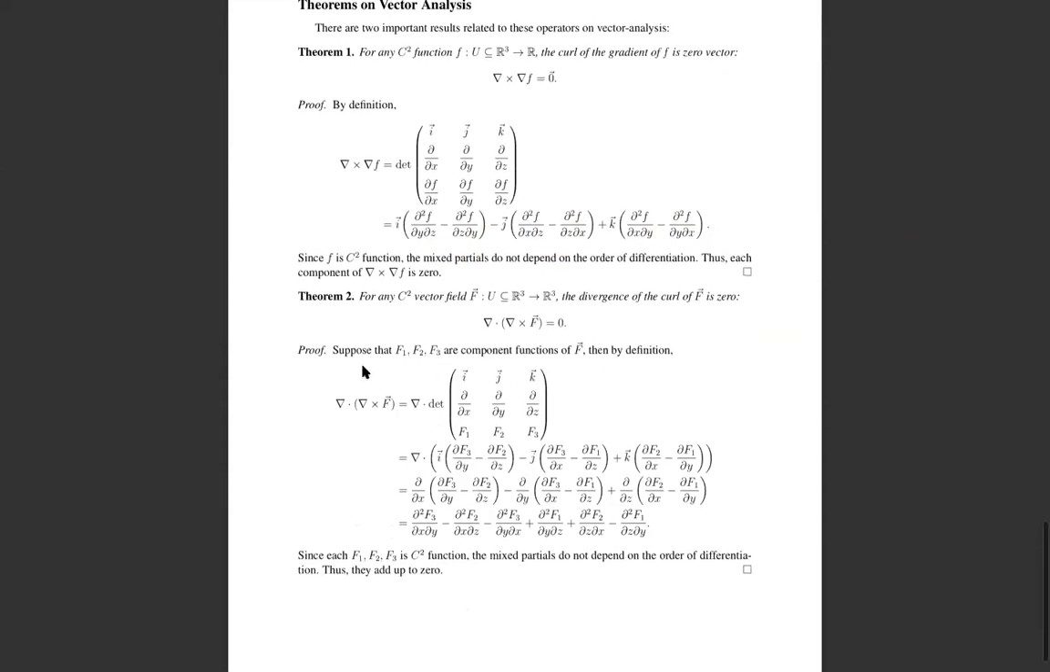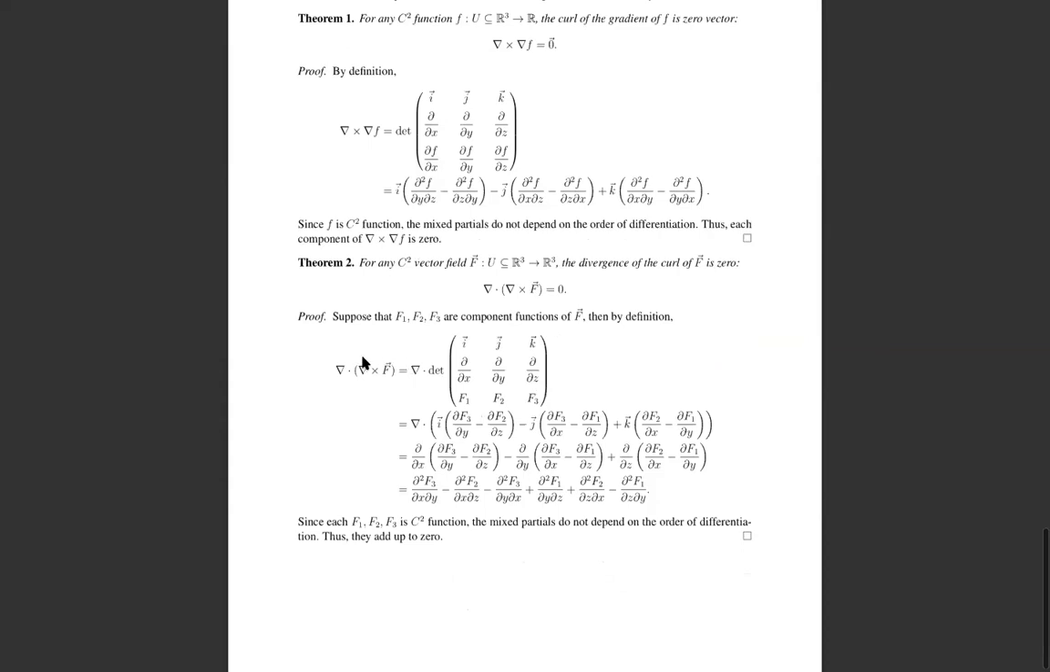Again, you apply the definition of the curl followed by the definition of divergence. Divergence is the dot product of the del operator and a vector field, and in this case, the vector field is a curl. So first, you evaluate what the curl is. This is the definition of a curl, and you apply the del operator here.